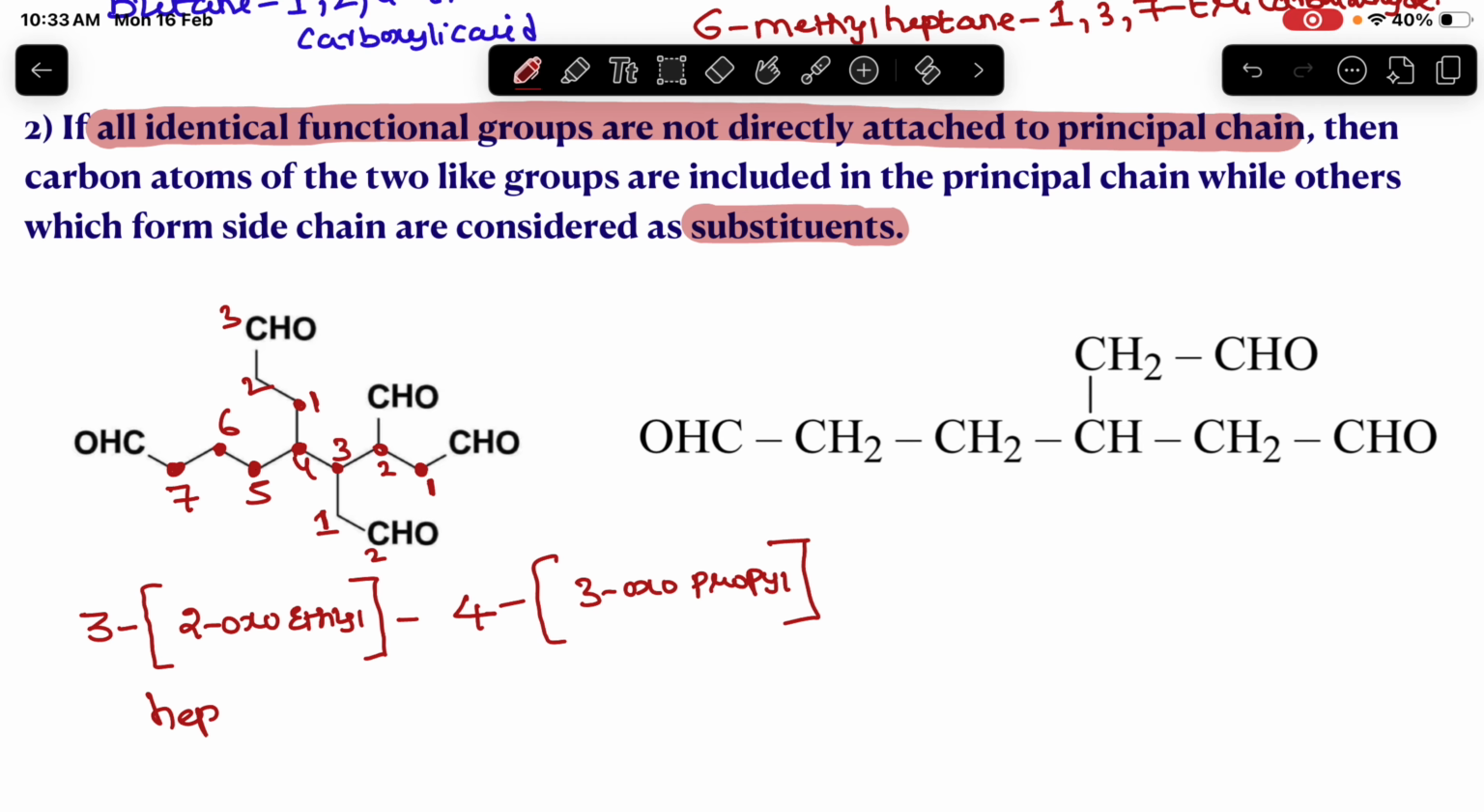Root word hept, all C-C single bonds, heptane-1,2,7-tricarbaldehyde. First understand the rules, then apply the rules. Without understanding the rules, if you learn the subject from the questions, there will be no longevity. So this is the correct IUPAC name of the compound.